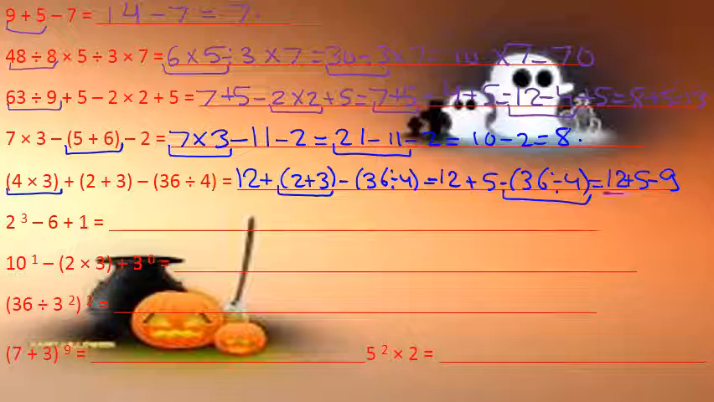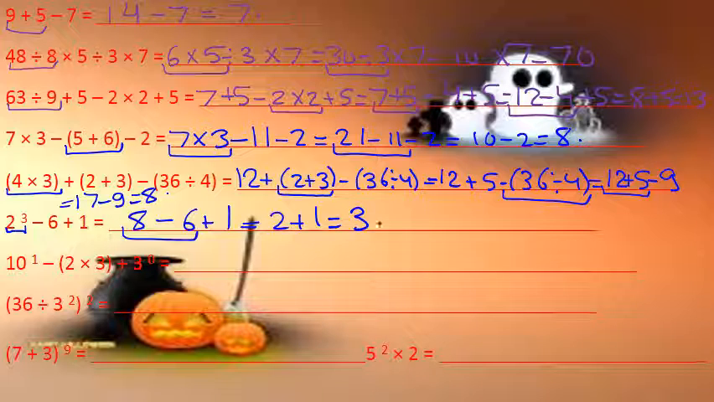Now we have plus and minus. We start from left, so we have 12 plus 5 is 17 minus 9 is equal. 17 minus 9 is equal to 8. Now we have 2 cubed minus 6 plus 1. Now exponent is the strongest. Because exponent is the strongest, we start with the exponent. 2 cubed, it's 2 times 2 times 2, so the answer is 8 minus 6 plus 1. We have minus and plus, we start from left. 8 minus 6 is 2 plus 1 is equal to 3.